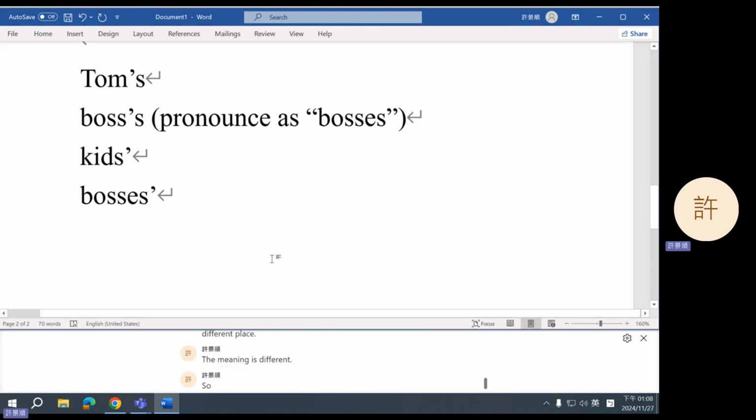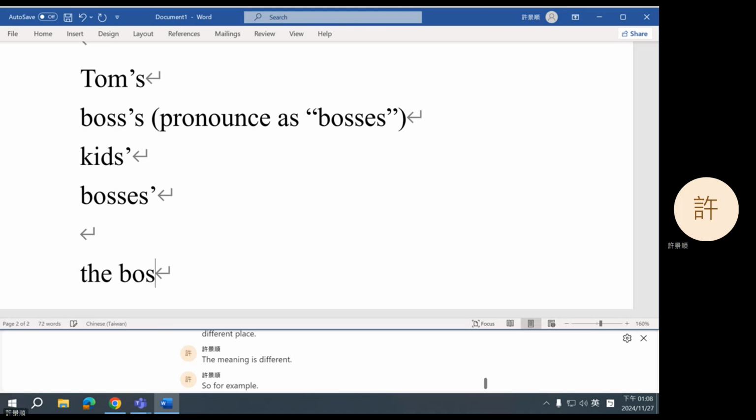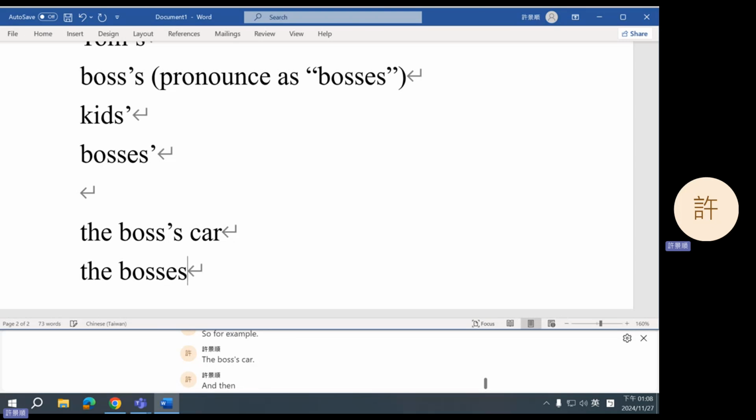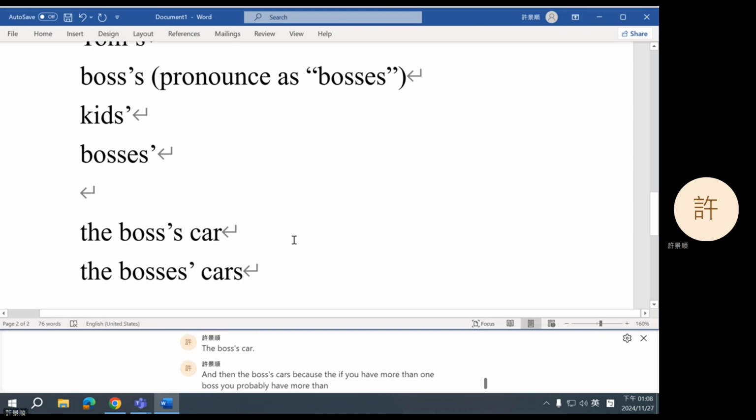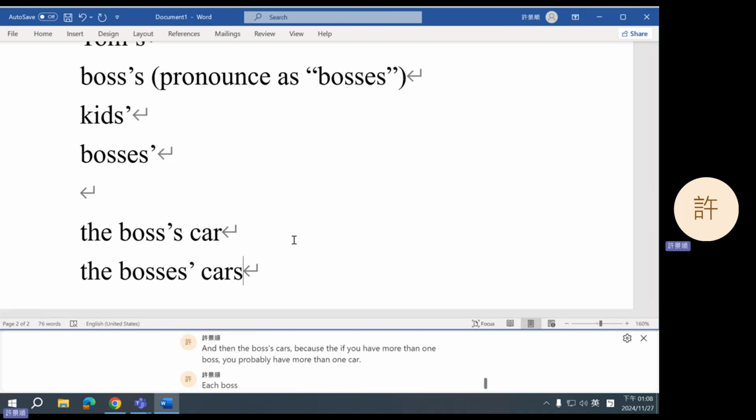So, for example, the boss's car, and then the bosses' cars, because if you have more than one boss, you probably have more than one car. Each boss probably has their own car. But the two words are pronounced in the same way. Okay, so that's possessives.